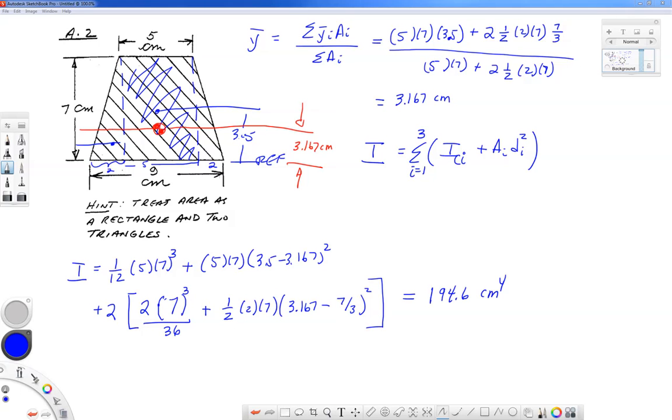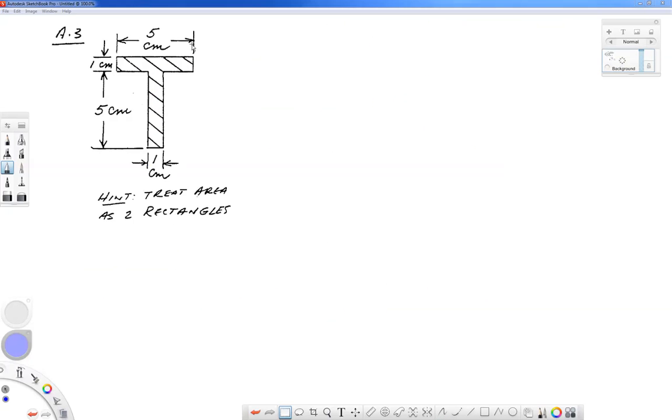All right, now let's take a look at the T-beam. In this problem, we have the dimensions that are given there, and we're going to break this up into 2 rectangles. Again, the first thing we want to do is find the location of the centroid of the entire region. I'm going to use the base as my reference line.